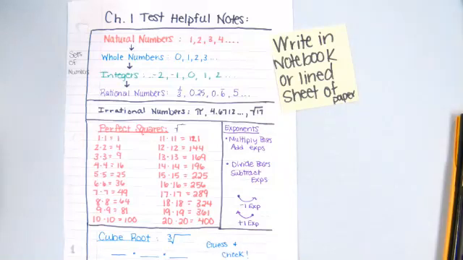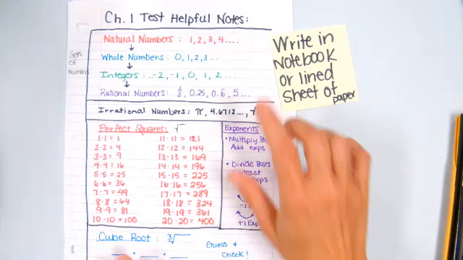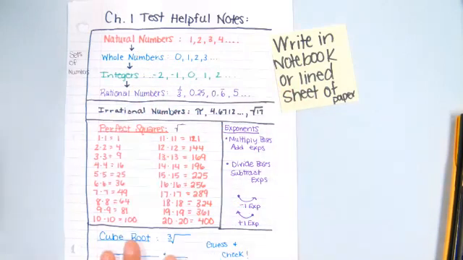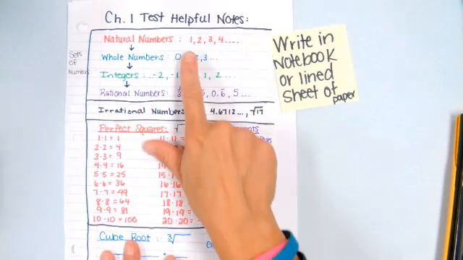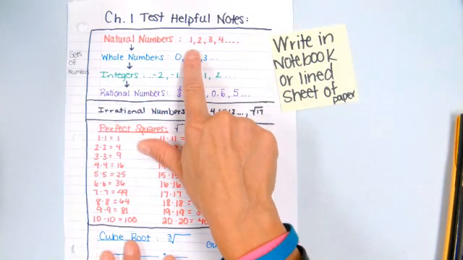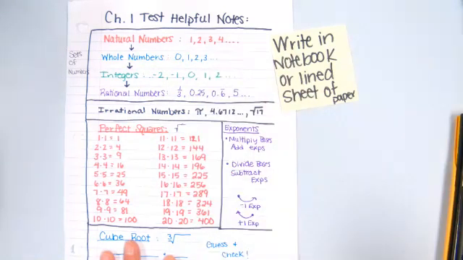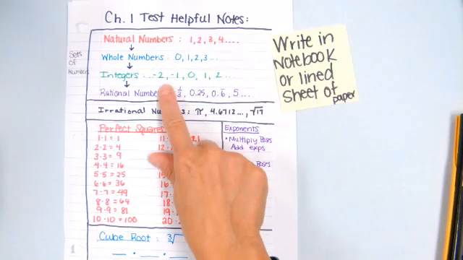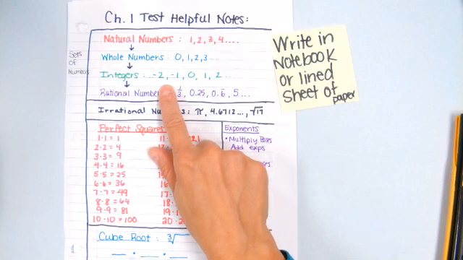Okay, so first of all, I want to talk to you guys about the helpful notes here and some of the things from the beginning that we haven't talked about in a while. So all I did was write in the different subsets of numbers that we talked about, and the examples. So natural numbers are like the counting numbers. Whole numbers, same thing, except you add 0. Integers were the negatives and the positive whole numbers.